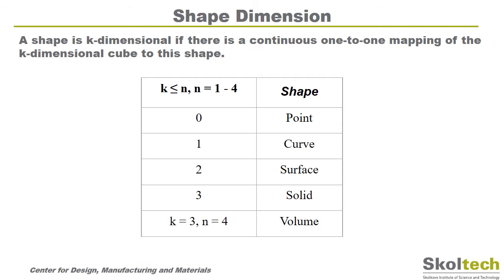A point is zero-dimensional mathematical object which can be specified in any n-dimensional space using n coordinates. Curve is one-dimensional, surface is two-dimensional, and solid is three-dimensional shape. We will also consider a special type of objects called volume, which is three-dimensional object in four-dimensional space. Volume can be also called a hypersurface in four-dimensional space.